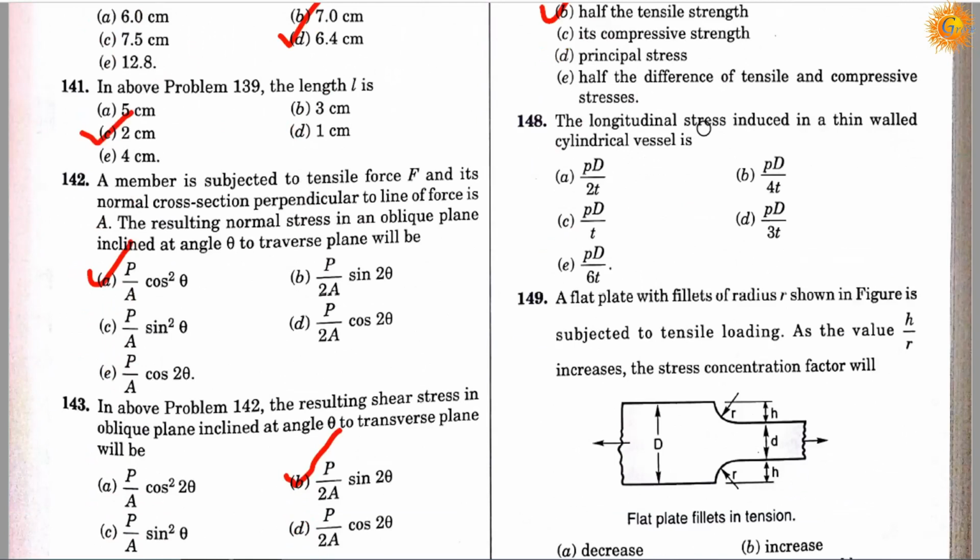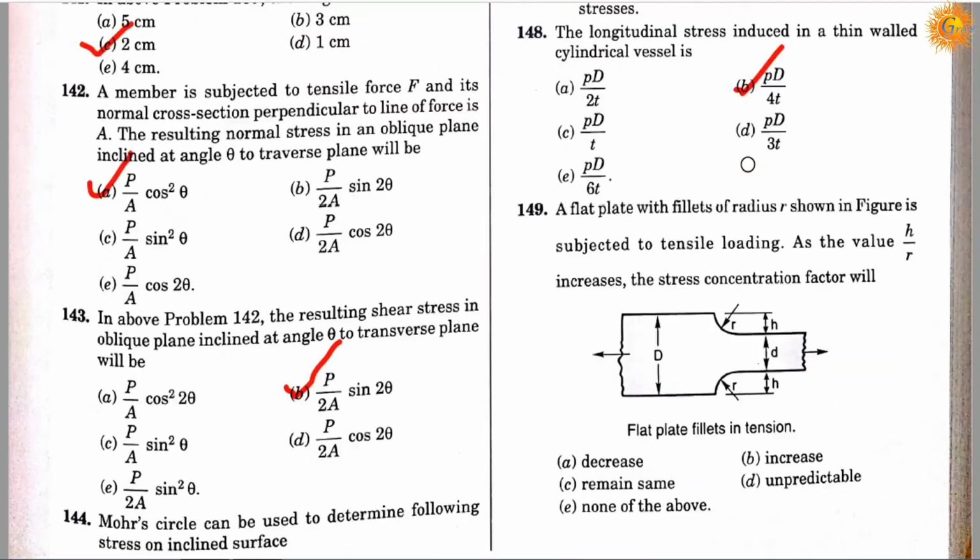The longitudinal stress induced in a thin walled cylindrical vessel is: option A, PD upon 2T; option B, PD upon 4T; option C, PD upon T; option D, PD upon 3T; option E, PD upon 6T. Correct answer is B, it will be PD upon 4T.